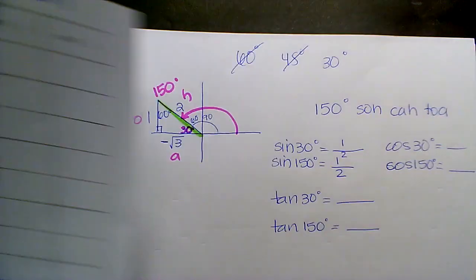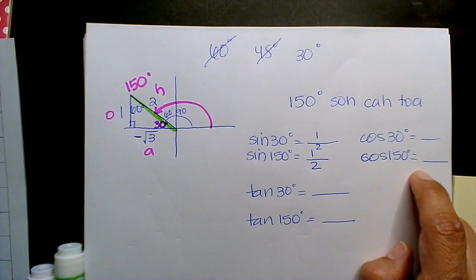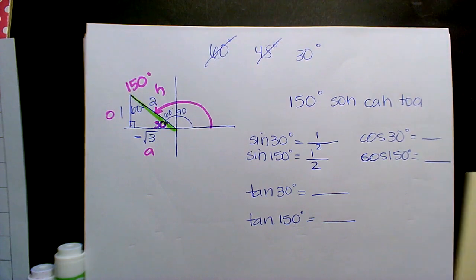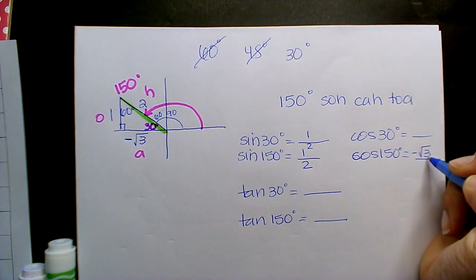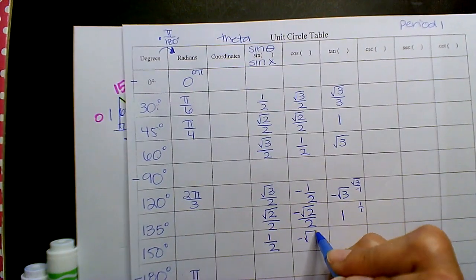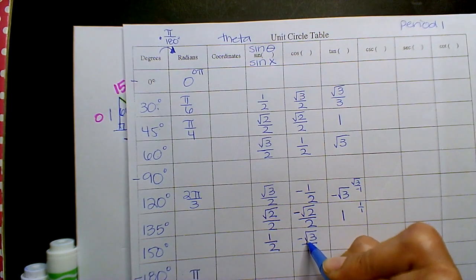We're almost done, you guys. It's going to be a long video. Okay, what's cosine? A over H, huh? Negative rad 3 over 2. Yeah, negative rad 3 over 2, and it's written beautifully, so I don't have to clean it up because the denominator is an integer.